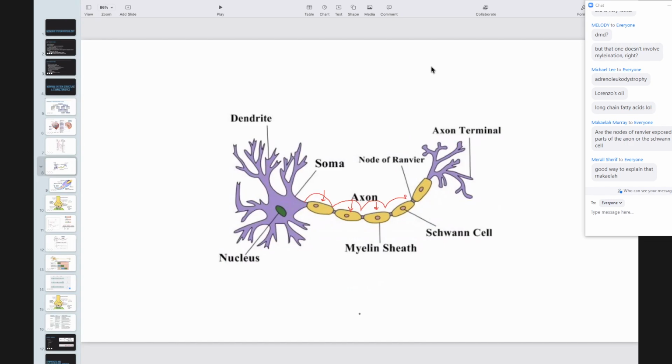Are the nodes of Ranvier the exposed part? That's exactly what they are. The exposed parts of the axon in between the Schwann cells. Awesome.